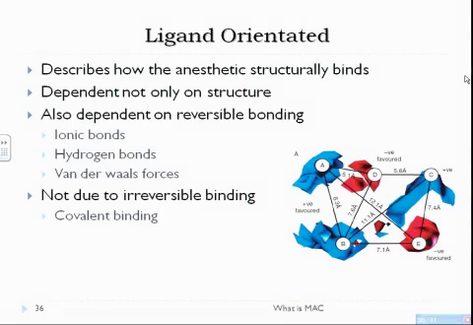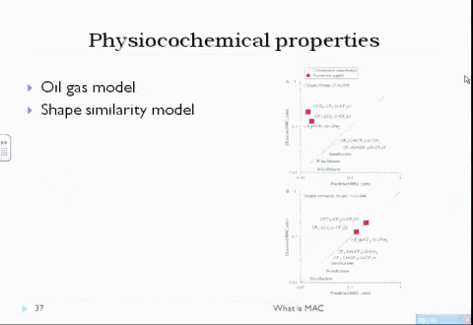It's dependent not only on the structure, but also more on the reversible bonding. If you have ionic bonding versus hydrogen bonding or van der Waals, you can see that none of these are strong bonds. This is not a covalent bond. If you used irreversible binding by a covalent bond, the volatile anesthetic would be a toxin. So that's what you don't want to have. The agents have to be weak enough that they just form ionic bonds, hydrogen bonds, or just van der Waals forces.